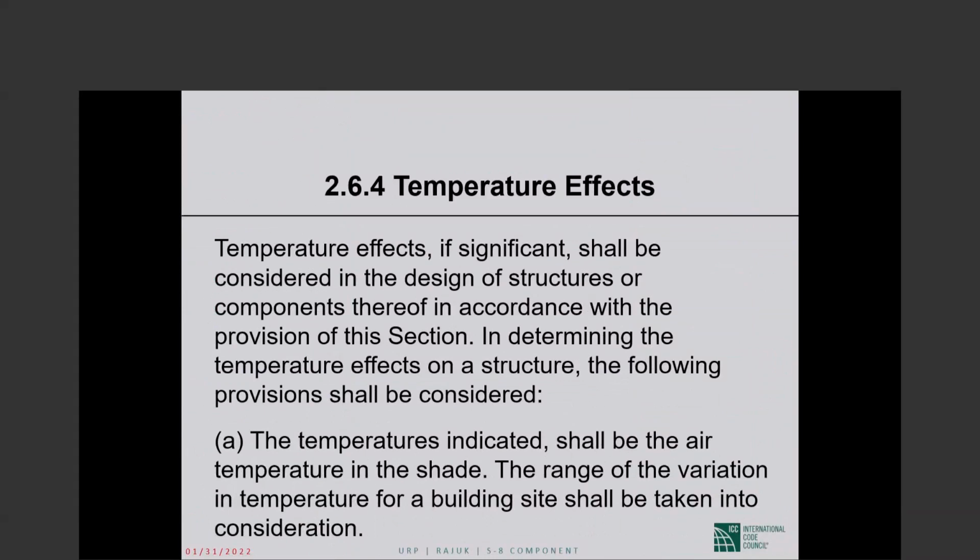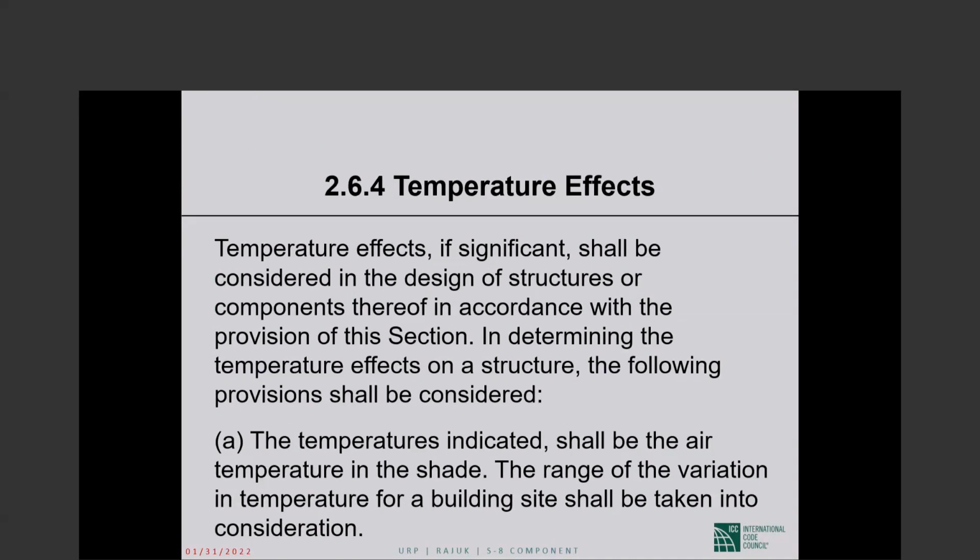Okay, temperature effects. Now here, the code in section 2.6.4 is actually talking about temperature effects, not the restrained volume change that I was talking about in the beginning. Okay. And what it says is kind of interesting. So let us invest the time to read this.